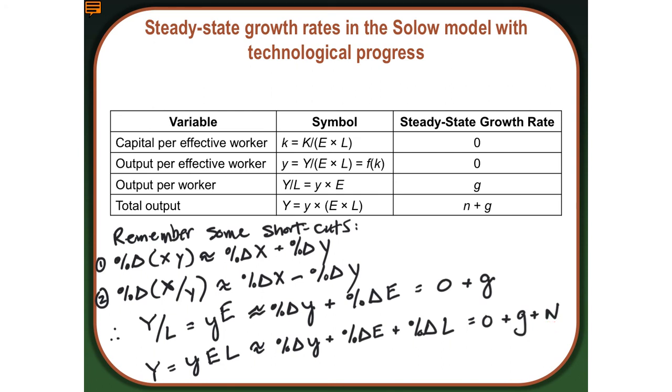If you think of something like a 1% population growth rate and a 2% growth rate in technology, then what we'd expect to see is per capita incomes growing at about 2%, and aggregate output, or GDP, growing at about 3%. Those numbers line up pretty well with what we've seen historically since about World War II.